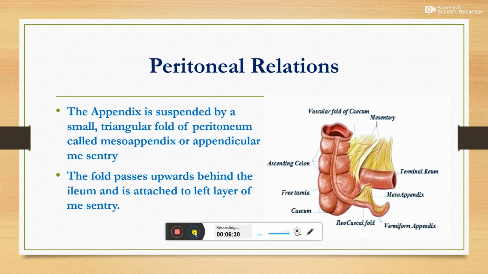Coming to the peritoneal relations of the appendix, it is suspended by a small triangular fold of peritoneum that is called the mesoappendix, or the appendicular mesentery. The fold passes upwards behind the ileum and is attached to the left layer of the mesentery.